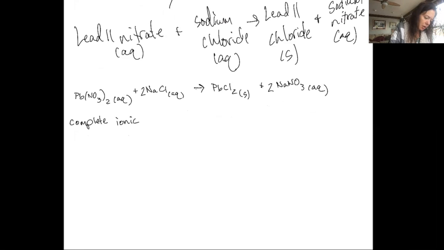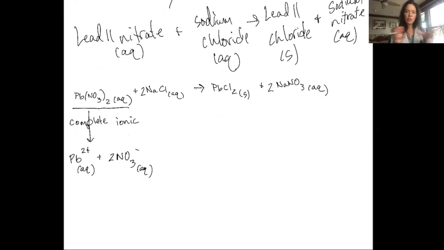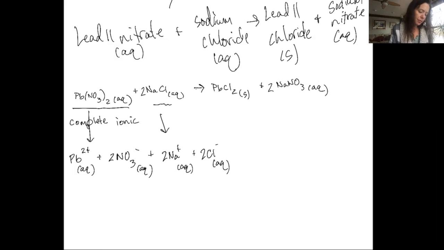I'm going to take my lead 2 nitrate and dissociate it into the lead 2 plus ion. And notice there will be 2 nitrate ions. Those ions are floating around in the solution, right? That's what's floating around. This compound is also aqueous, so I will dissociate it into the 2 sodium ions and the 2 chloride ions, okay? Because it's dissolved, so it's dissociated.